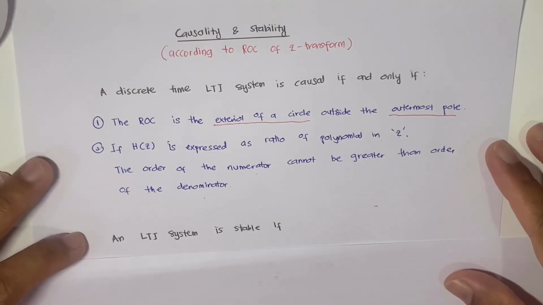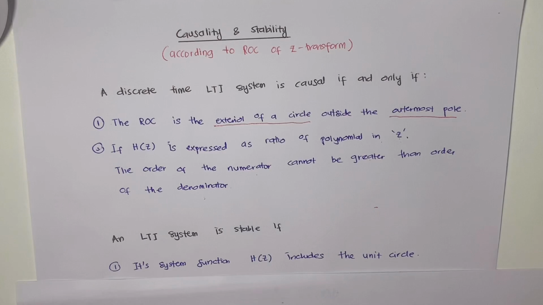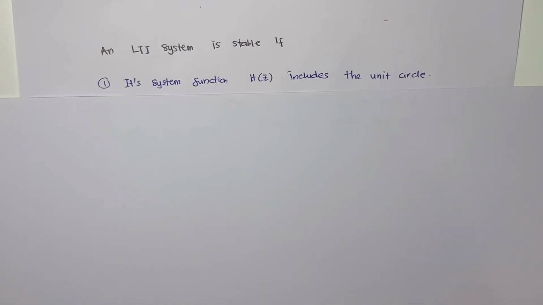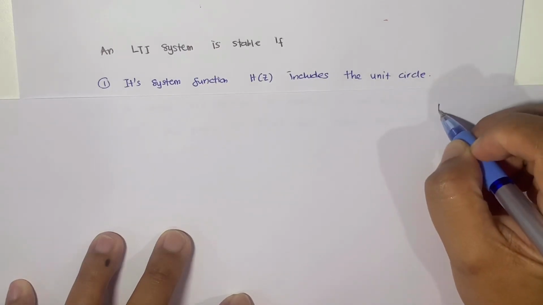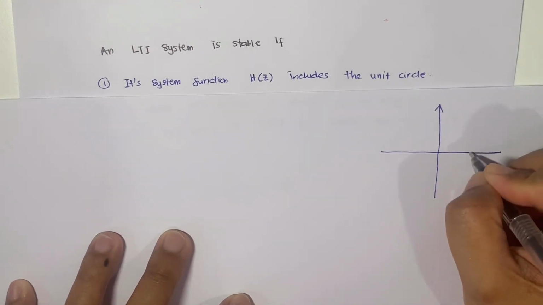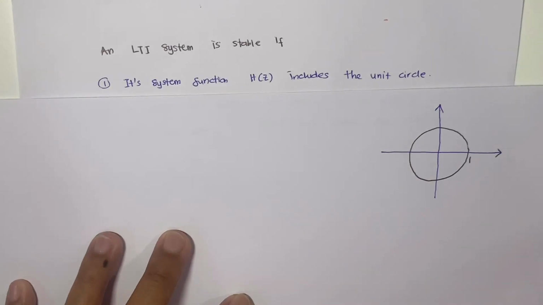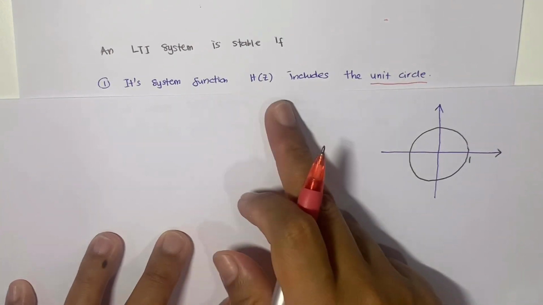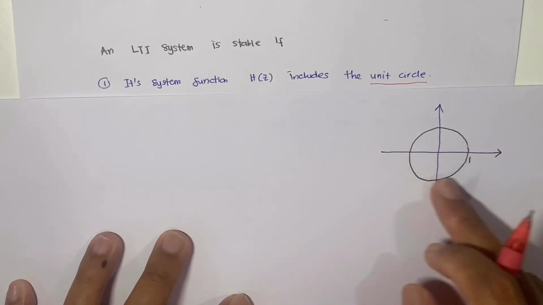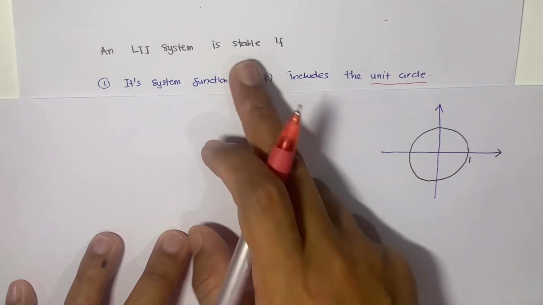Okay, now we go to the stable system. An LTI system is stable if the first point here is its system function H(z) includes the unit circle. What is unit circle? So the unit circle means that the ROC, okay, we have ROC. This is the unit circle when radius is equal to 1. So the ROC should include the unit circle, so that it will be considered as stable LTI system.